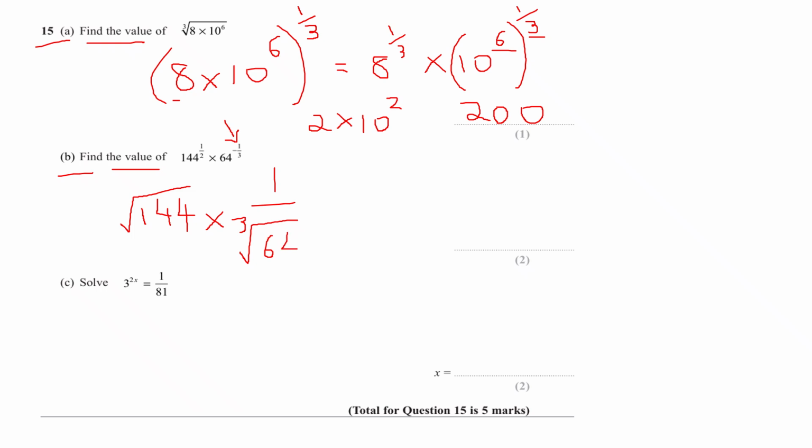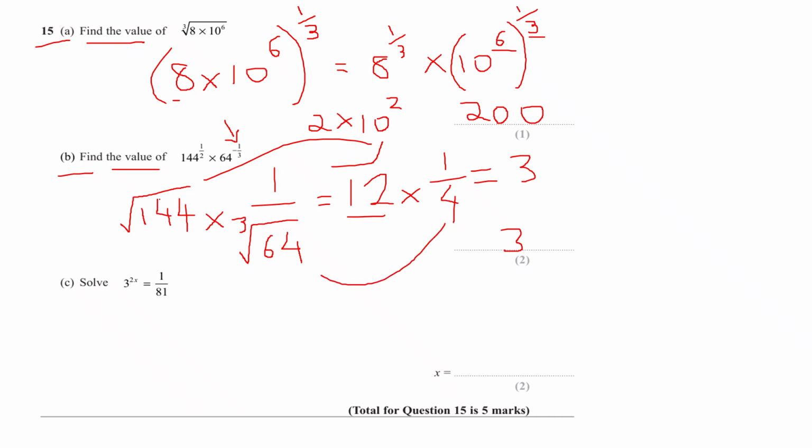So let's work this out. The square root of 144 is 12. The cube root of 64 is going to be 4. So I have 12 lots of a quarter. So 12 times a quarter is equal to 3. Because 4 times 4 times 4 is 64, and 12 times 12 is 144. So 12 is the square root of 144, and 4 is the cube root of 64, because 4 times 4 times 4, or 4 cubed, is 64.